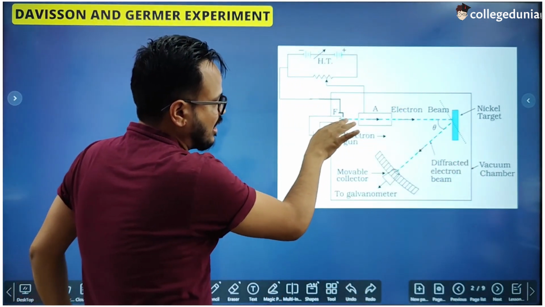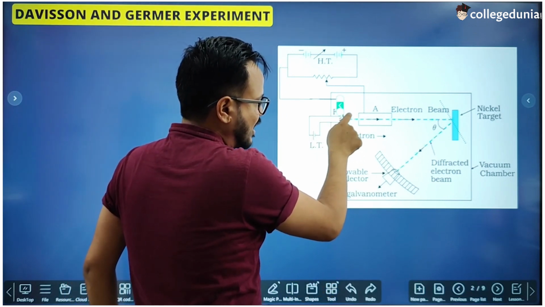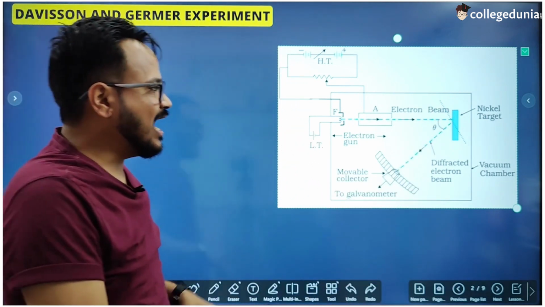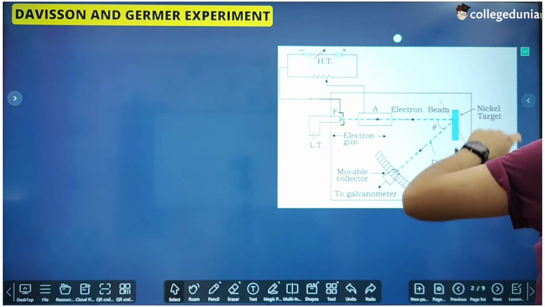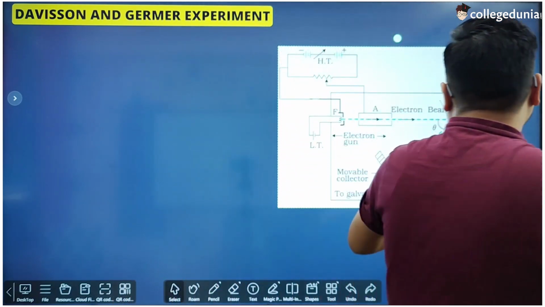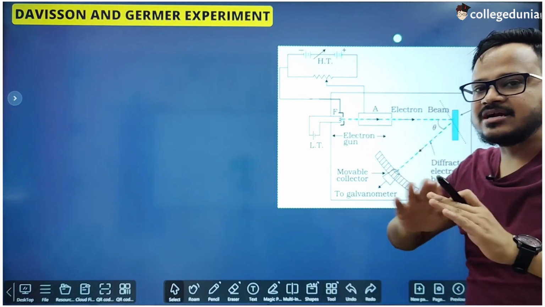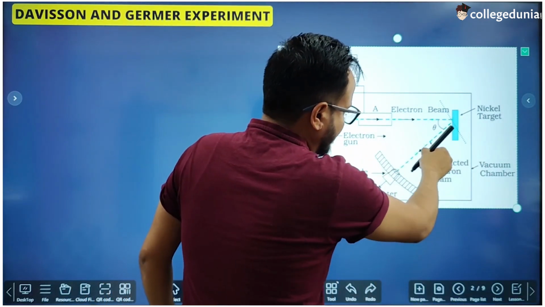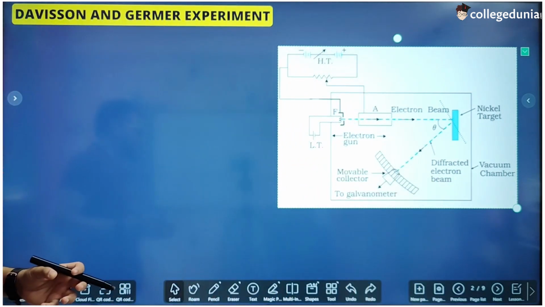Just imagine that electrons are coming out of this filament and they are being pushed away from this part and pulled by this part. So a gun of electrons is produced, and that gun was bombarded on a nickel crystal as a target. A nickel crystal was kept just in front of this electron gun, and when these electrons hit this nickel crystal, they get scattered in all directions. A movable detector was present here which can move like this, and it started observing the electrons, right?